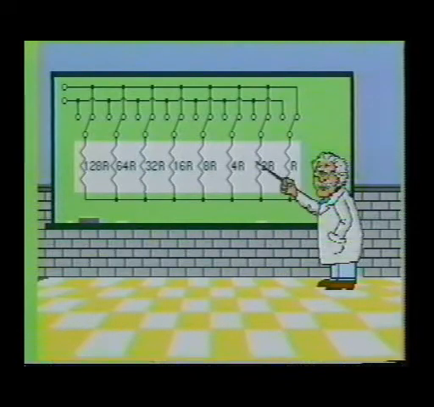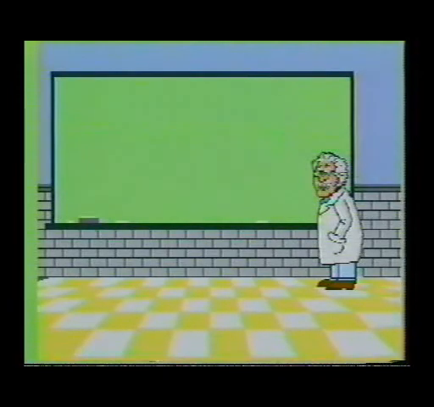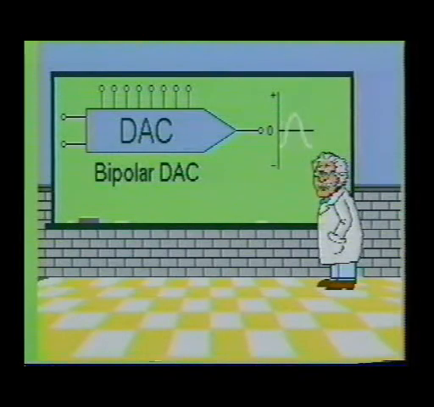The resistors in the binary weighted ladder configuration double in value as they go from the most significant bit to the least significant bit. The unipolar DA converter will generate an analog output of one polarity only. The bipolar DA converter, on the other hand, will generate an analog output capable of both positive and negative output signal levels.